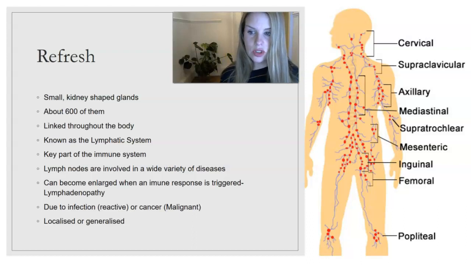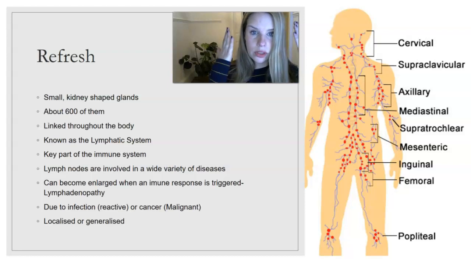And it can be a reaction to infection. They're known as reactive lymph nodes, or it could potentially be metastases. A primary tumour has spread to the lymph nodes, which is still known as metastases in the lymph nodes, or it could be that you have a cancer of the lymph nodes like lymphoma. So there's different reasons why your body will react and you will have these enlarged lymph nodes, and that enlargement is known as lymphadenopathy.